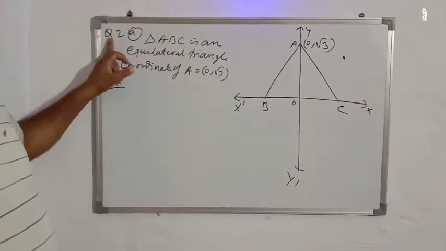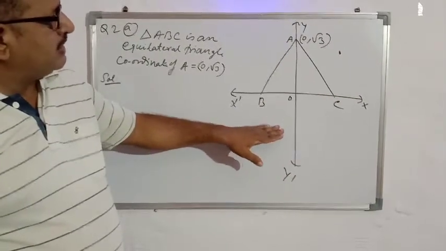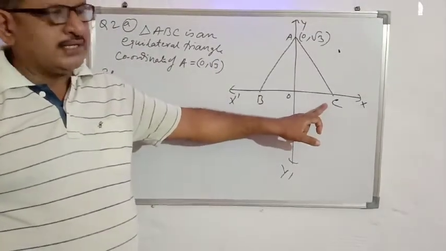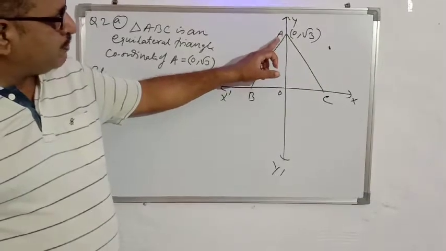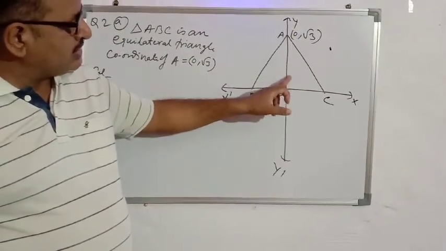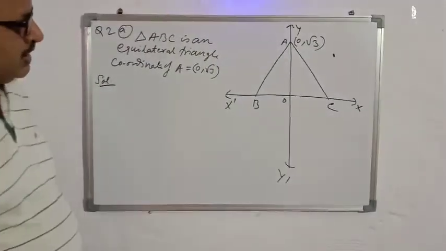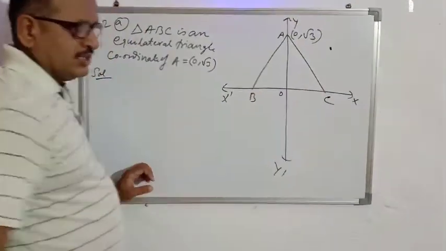See the second question, question number 2a part. In this given figure, triangle ABC is an equilateral triangle, and the vertex A lies on the y-axis. Its coordinate is given as 0, root 3. We have to find the coordinates of the other vertices B and C.